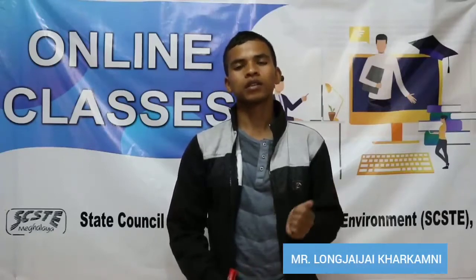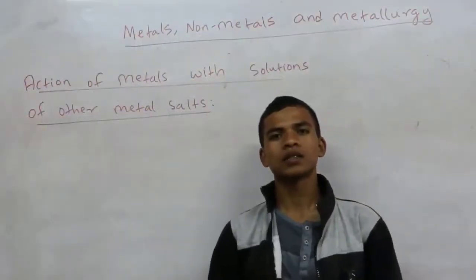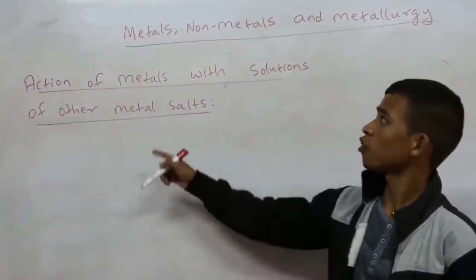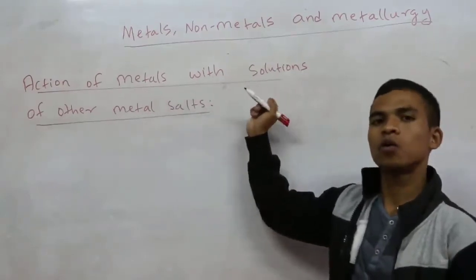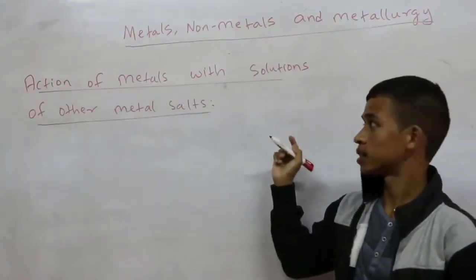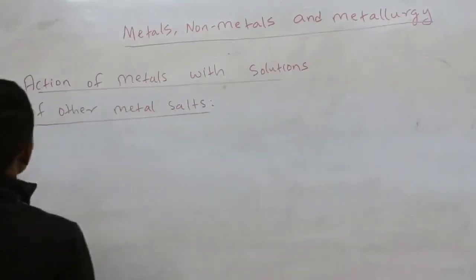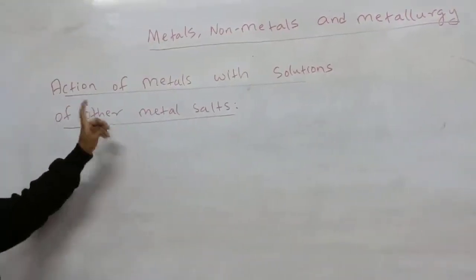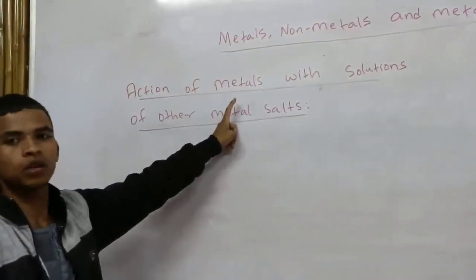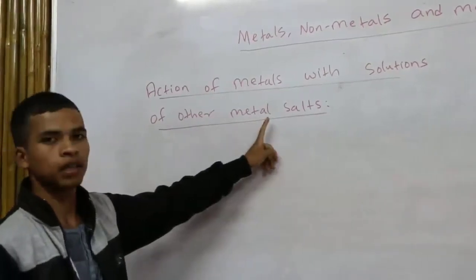Last class we have studied about some of the chemical properties of metals. Today we are going to continue on the chemical properties of metals and on the occurrence of metals. Last class we studied the action of metals with oxygen, water and dilute acids. Now, lastly, we will have a look at the action of metals with solutions of other metal salts.